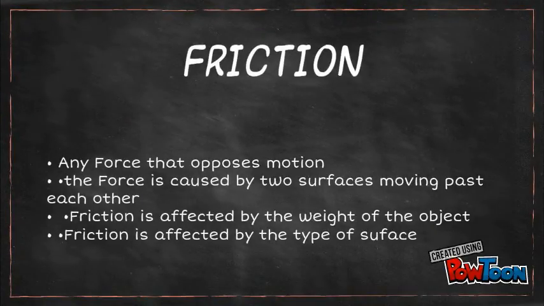Friction. Any force that opposes motion. The force is caused by two surfaces moving past each other. Friction is affected by the weight of the object. Friction is affected by the type of surface.